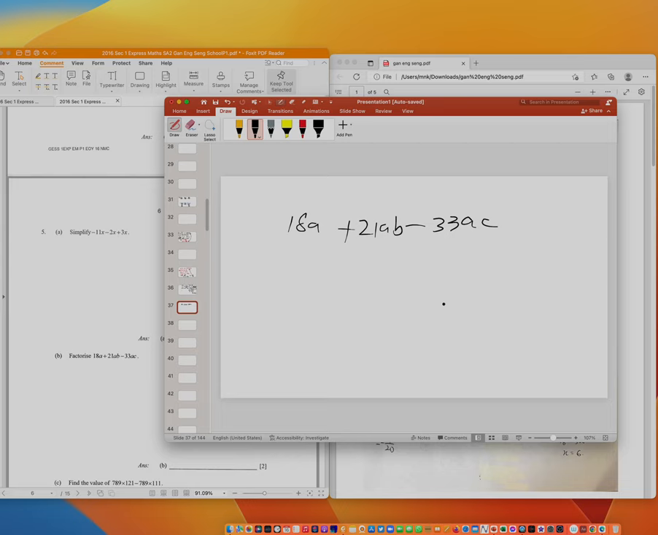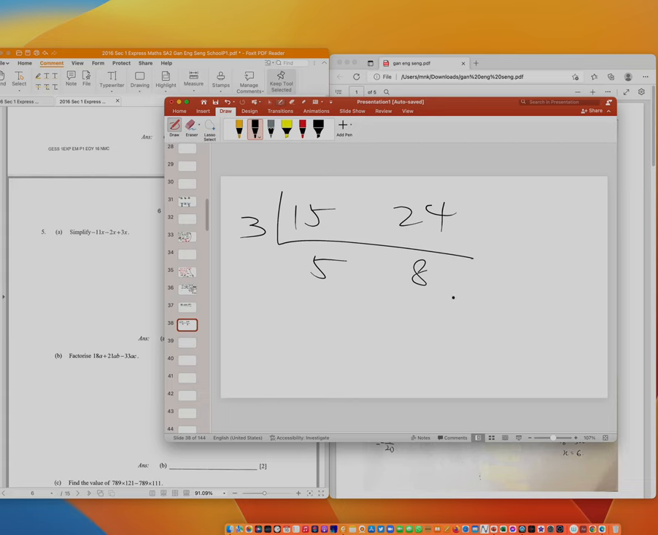So what they do in school is this. Let me tell you what is behind the scenes, what they are using. If you have 15 and 24, what you do is you give a 3, you get a 5, you get an 8. Anything common? Nothing, so stop.